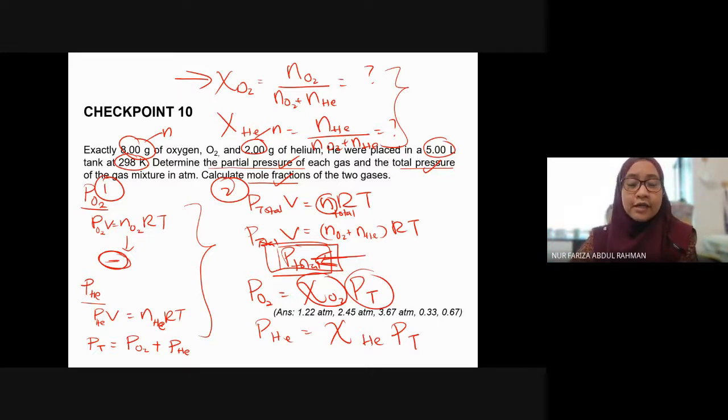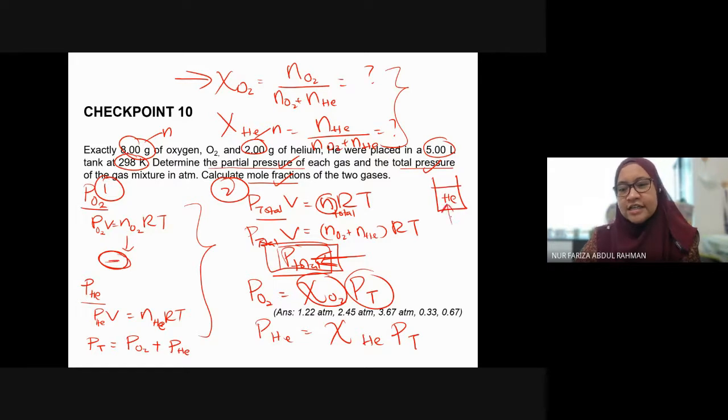Cuma please take note you can also calculate the P total. Tak semestinya calculate satu-satu macam ni. Boleh calculate the P total, cuma the N should be N total lah. Okay? Janganlah P total tapi N tu N helium saja. Tak boleh lah macam tu. Okay? Unless dekat dalam container tu hanya ada helium saja.